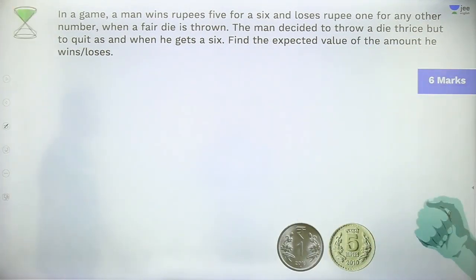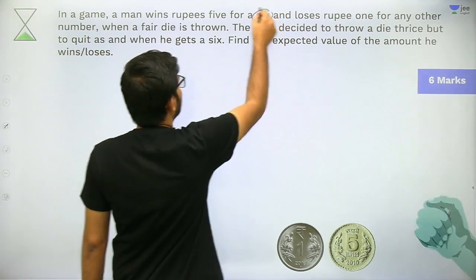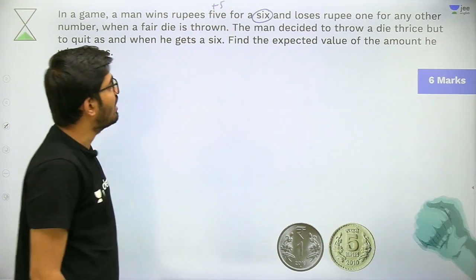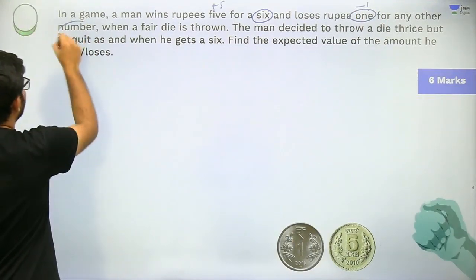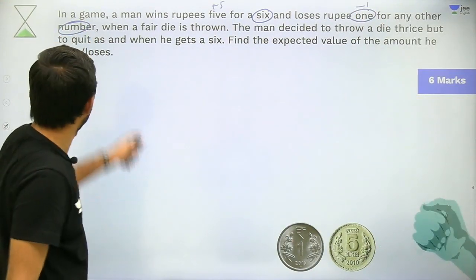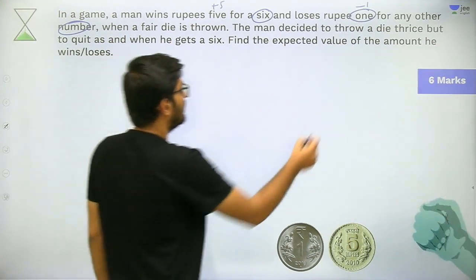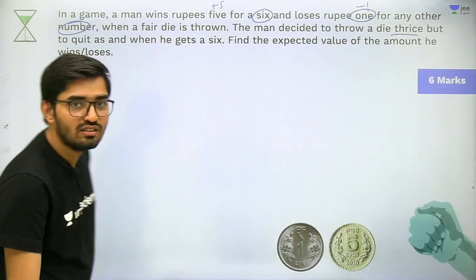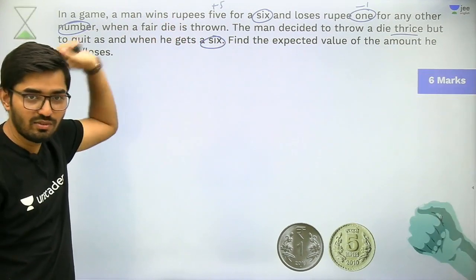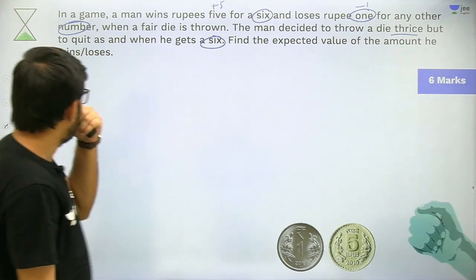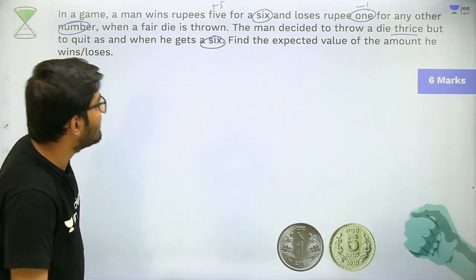In a game, a man wins ₹5 for a 6. If he gets a 6, he will win plus 5, and loses ₹1, so minus 1 rupee, for any other number. When a fair die is thrown, a man decides to throw a die thrice, but to quit as and when he gets a 6. If he gets a 6, he will take his 5 rupees and be satisfied. He will stop playing the game. Now find the expected value.